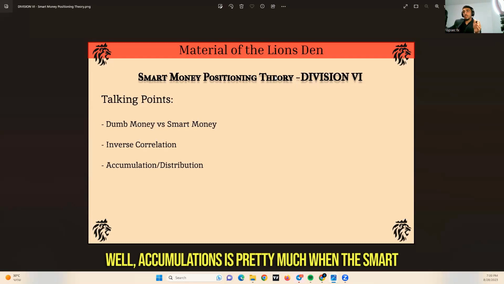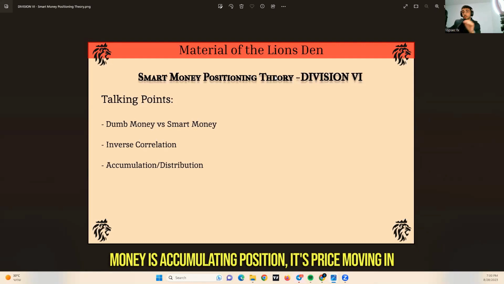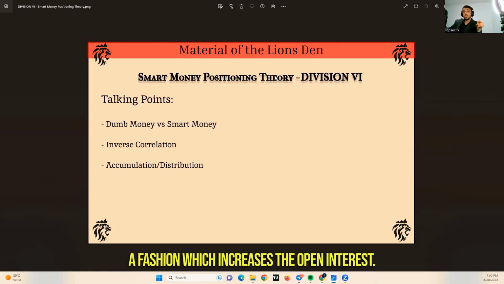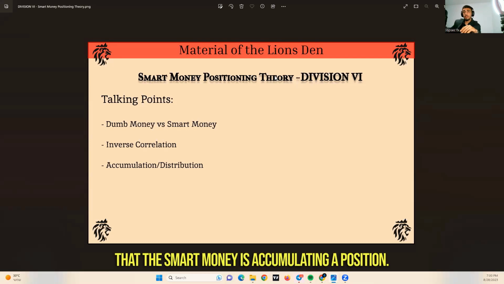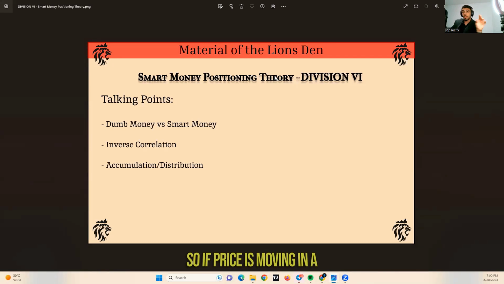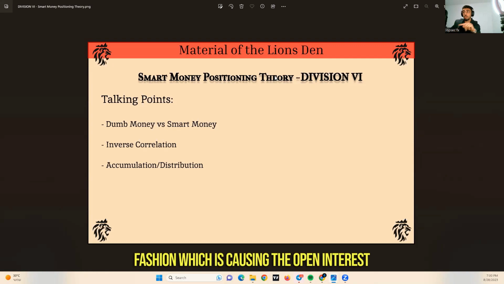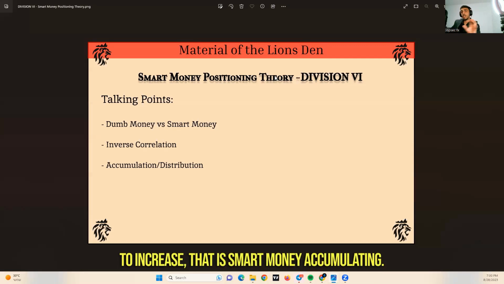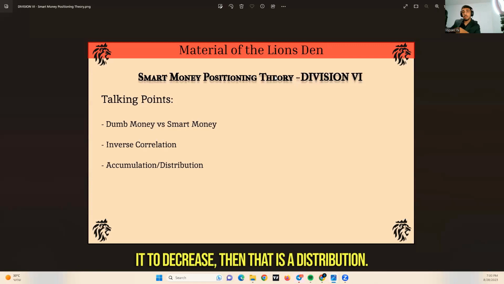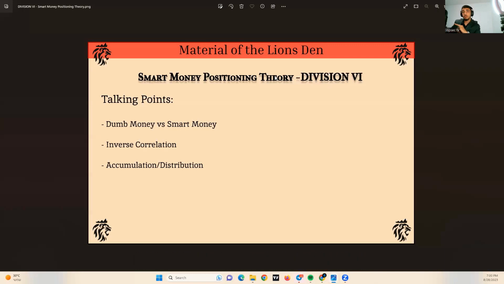Well, accumulation is pretty much when the smart money is accumulating a position. It's price moving in a fashion which increases the open interest. So if the open interest is increasing, that means that the smart money is accumulating a position. So if price is moving in a fashion which is causing the open interest to increase, that is smart money accumulating. If price is moving in a fashion which causes it to decrease, then that is a distribution.